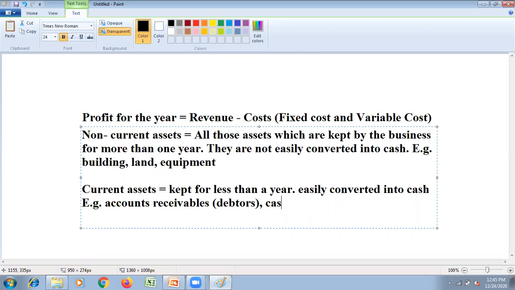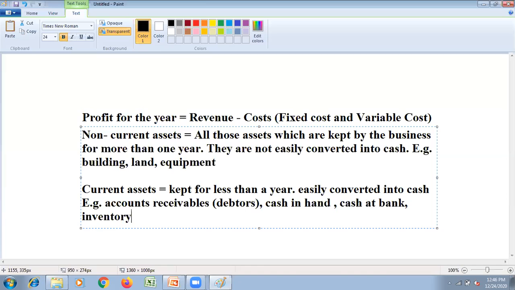Okay, others could be cash in hand as well, cash at bank as well. And there is inventory as well, right? So now you can say, sir, why are you writing cash in hand and cash at bank? Because they are already in the form of cash. Yes, they are. So that is why they are current assets. So we can say they can be converted into cash quickly. In fact, they are in the form of ready cash. So they are called current assets. And they are not kept by the business for more than a year. They are sooner or later going to be used by the business.